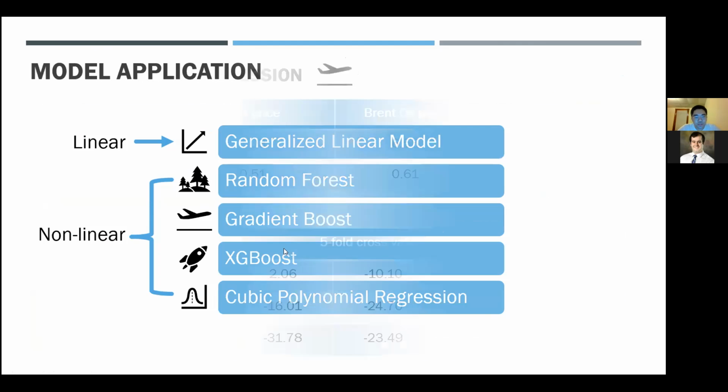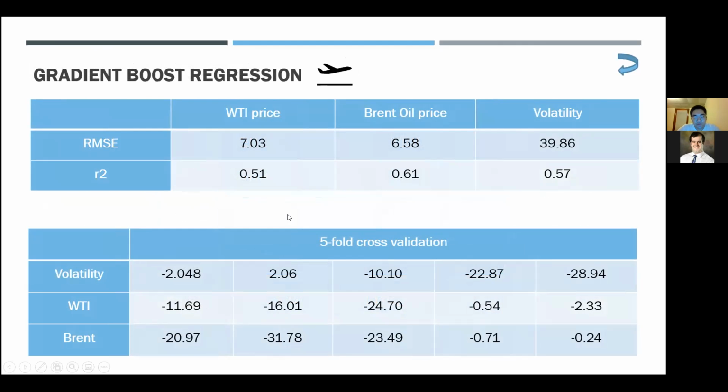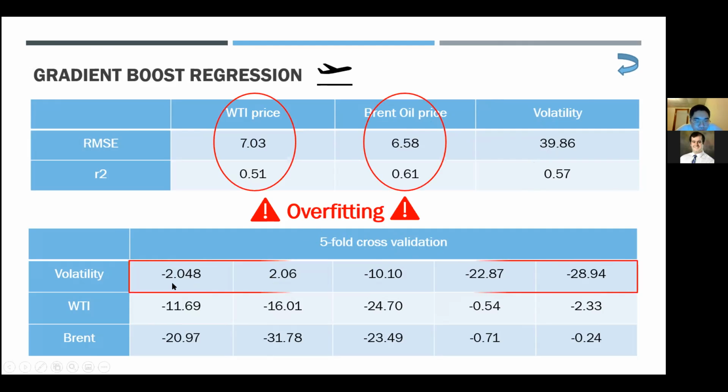And then we tried gradient boost. It performs better than the random forest for WTI and Brent oil price. But for volatility, the performance got a little bit worse. When we look at the cross-validation score, the overfitting problem is still there, but they are improved. So we think for volatility, gradient boost regression performs better than random forest.